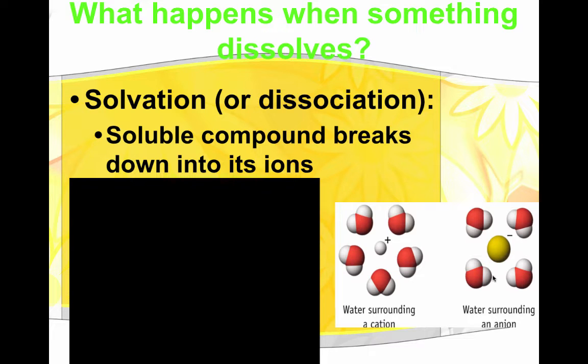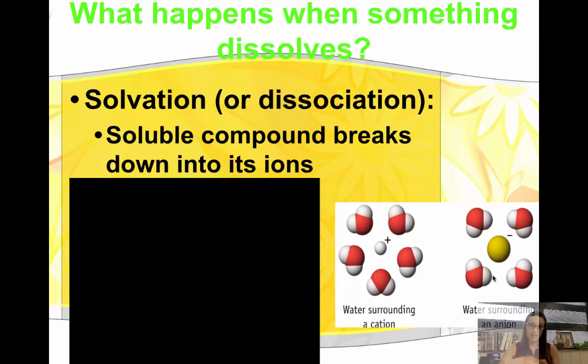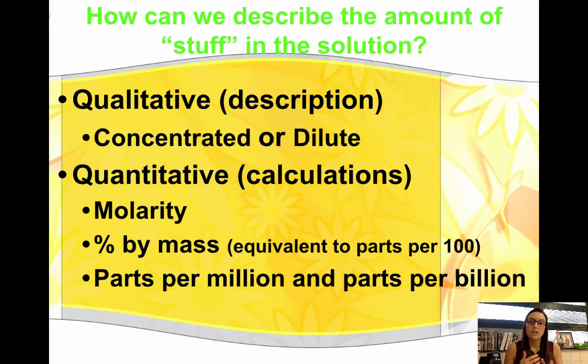And what happens with ion dipole forces is that it pulls the ions out of the crystal lattice, which is what an ionic solid is made of, and this creates ions that are called hydrated. They're dissolved in water. So we can describe the amount of stuff in a solution two ways.